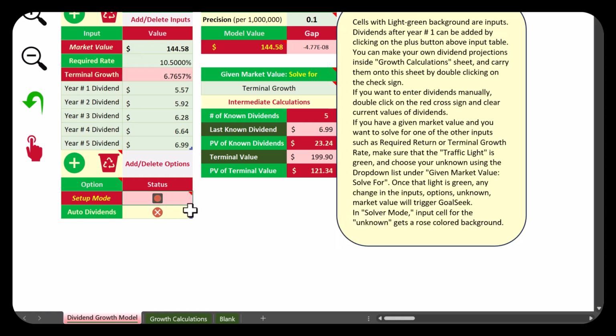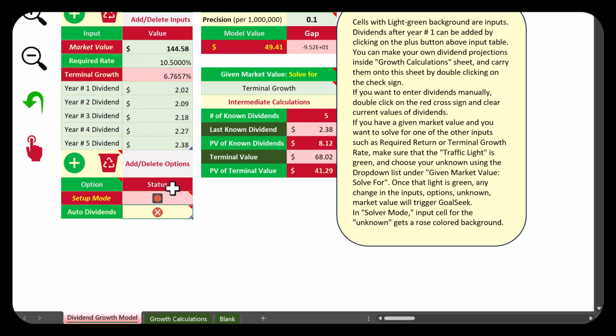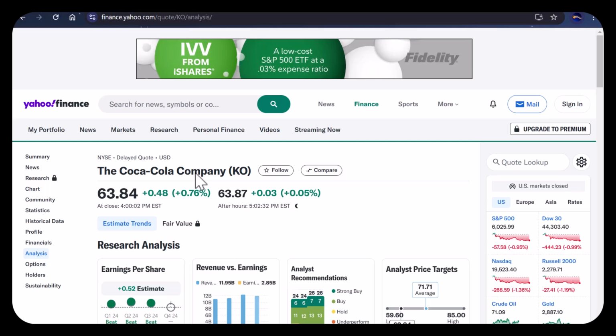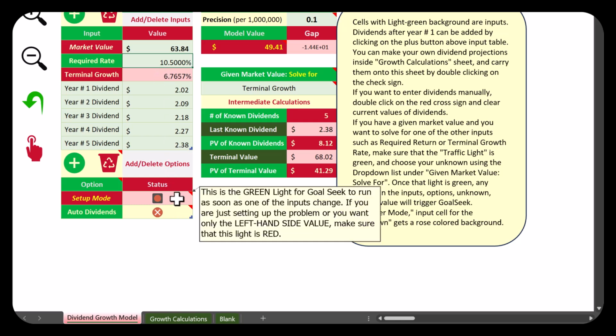Before carrying them, let me make this red light first. All right. Now let's enter the price of Coke, 63.84. Pepsi and Coke have almost the same risk, so I'm going to leave the required rate of return the same. And given this, let's go to solver mode back again.